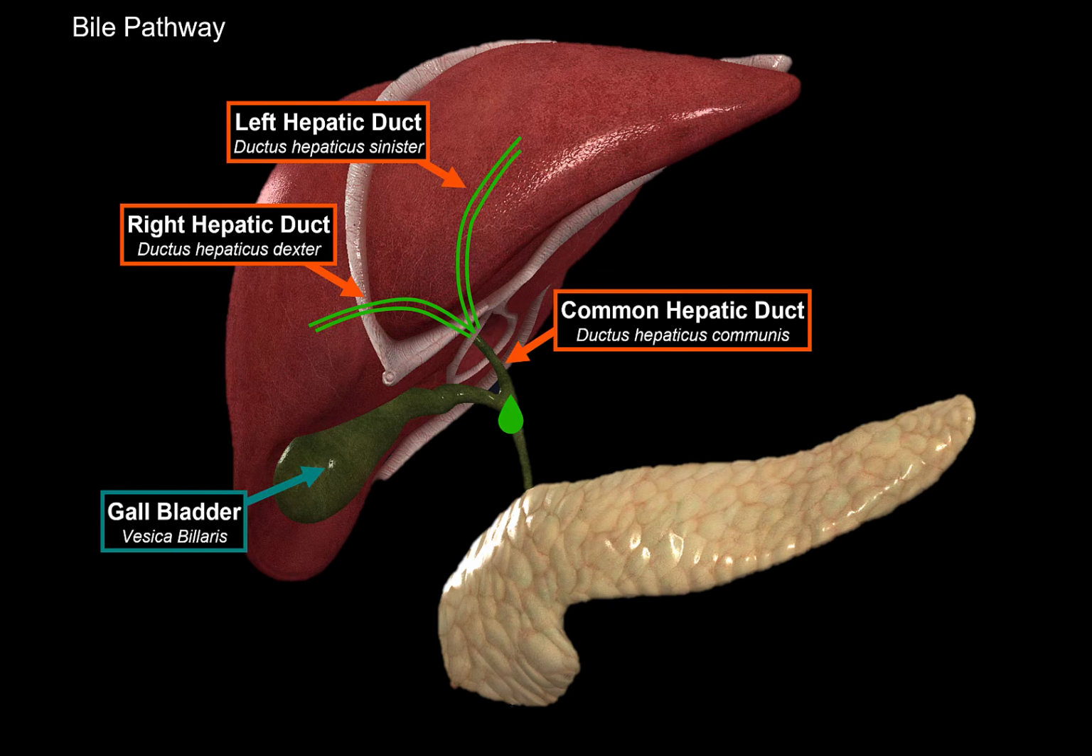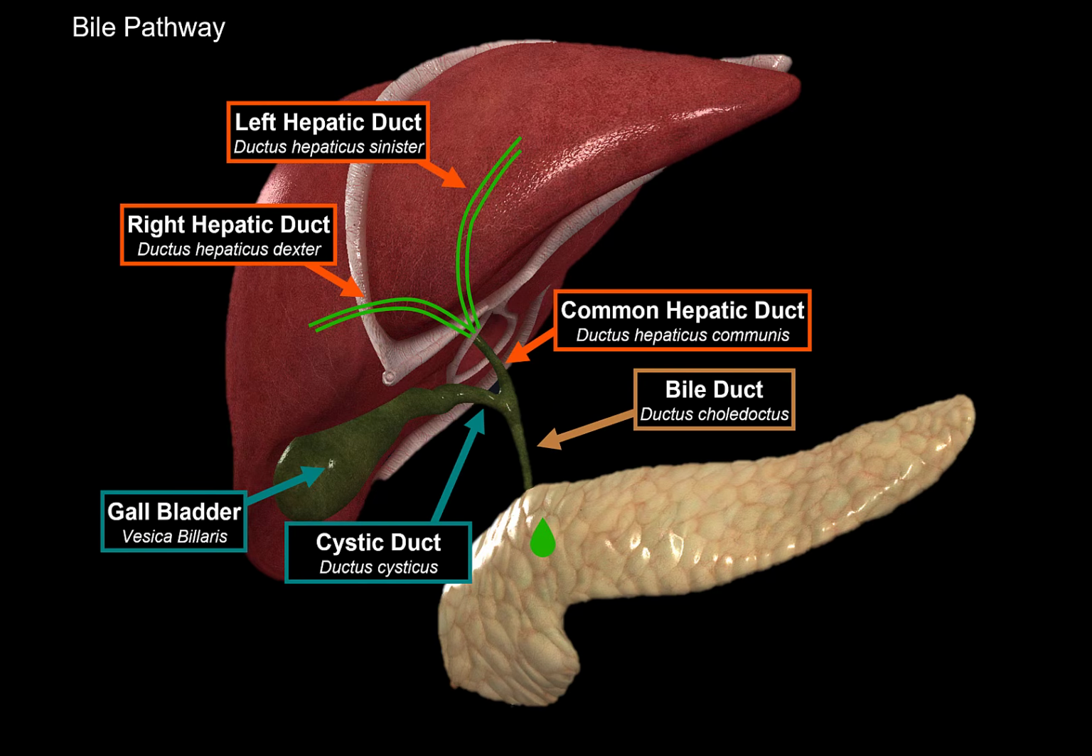Now the gallbladder is here and it contains a lot of bile. The gallbladder is a bladder that stores bile. So when you've eaten, bile will be squeezed out through the gallbladder and then down through the cystic duct. Now the cystic duct and the common hepatic duct will unite and they will form the bile duct.